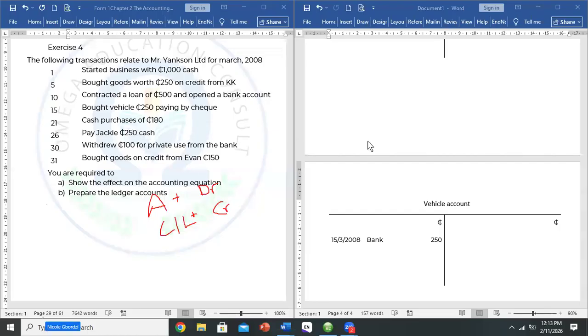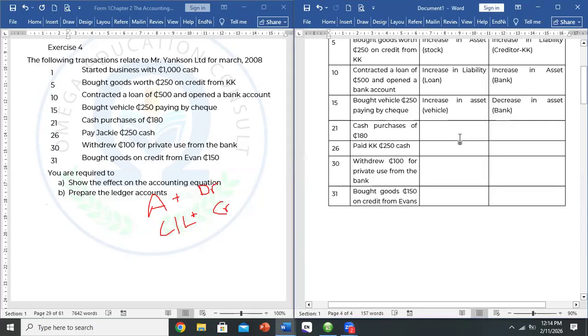Okay, 21st March, cash purchases of 180 cedis. So there'll be an increase in assets, that's the stock, and then a decrease in assets, that's the cash. Thank you very much. That was a very smooth delivery. So let's go into our table and write the effects.